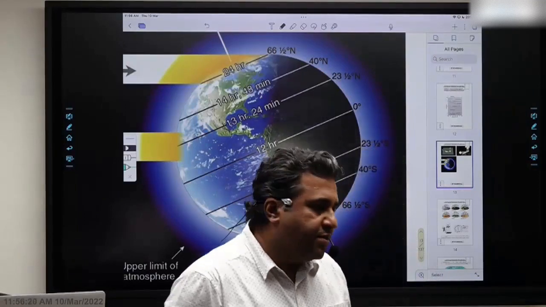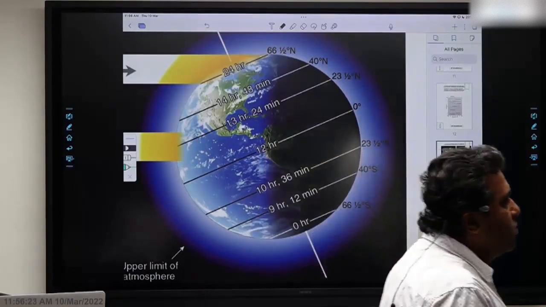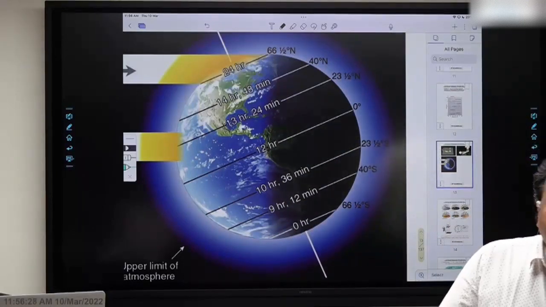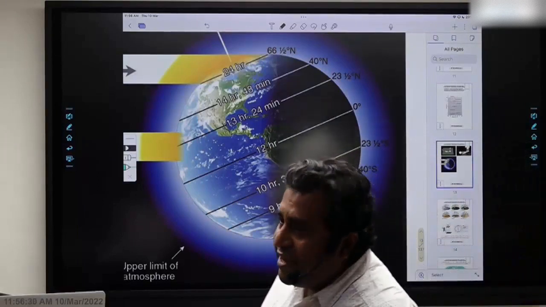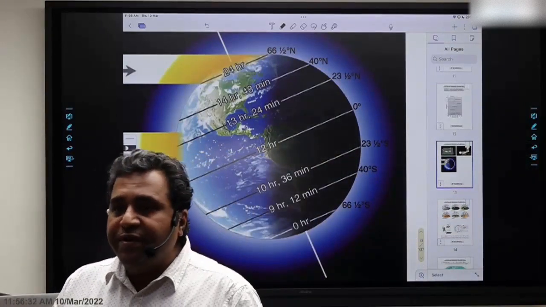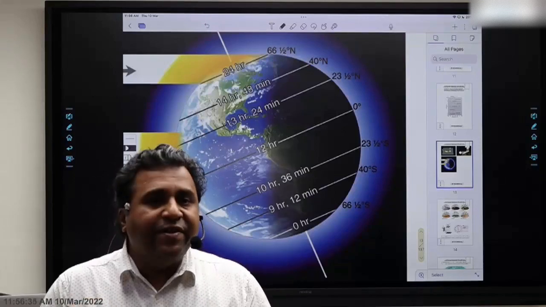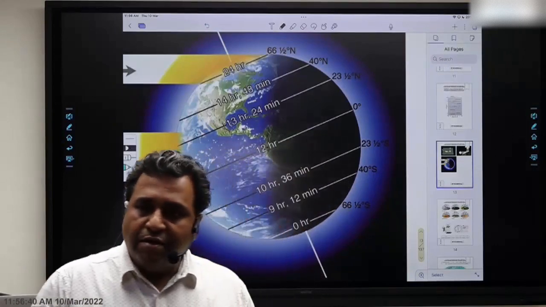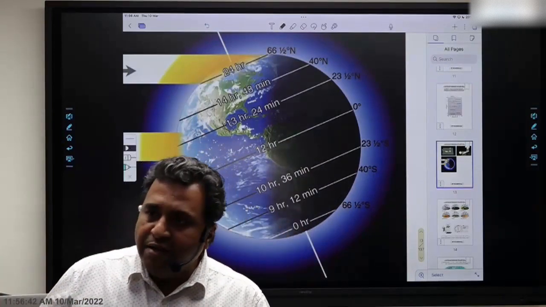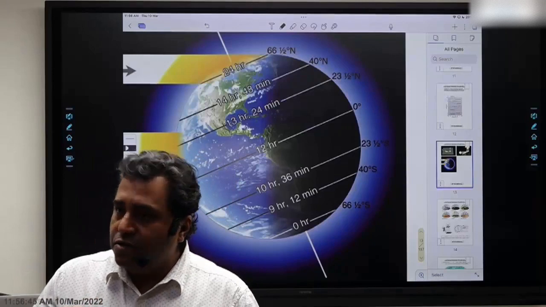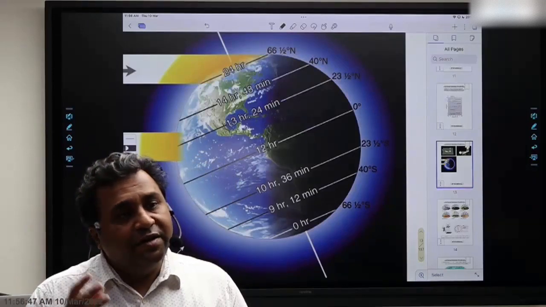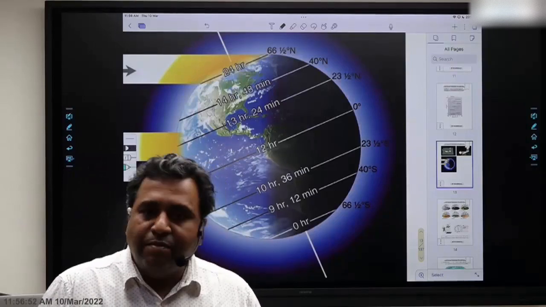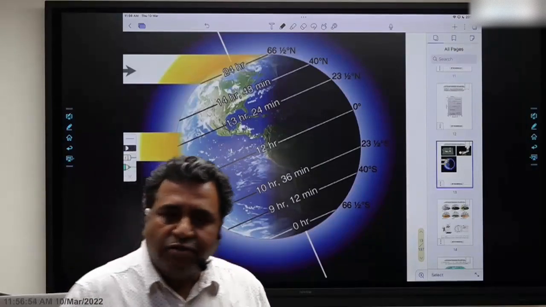Rotation on a tilted axis. So we saw the effect of rotation, but what is the effect of rotation on a tilted axis? One, you will get day and night. Second, different latitudes will get different duration of day and night in different parts of the year. Same location in summer will get longer day, same location in winter will get shorter. If the rotation was there but not a tilted axis, then same day, same night round the year. Okay?